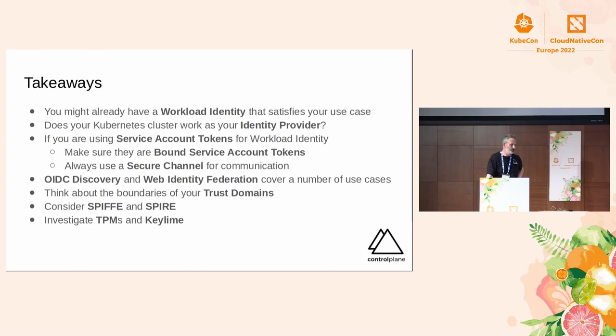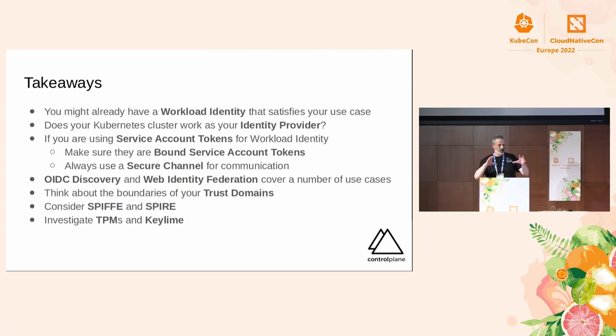So, key takeaways from my rambling this afternoon. You might already have a workload identity. If you're running on Kubernetes, you have. You've got your service account token. And depending on what you're trying to do, your Kubernetes cluster might work as your identity provider. If you're running on Kubernetes and just talking to Vault on the same Kubernetes cluster, then the token review API might be fine. If you're just running Kubernetes workloads and you want to get temporary cloud credentials, then maybe the OIDC stuff works to just swap your token for that.